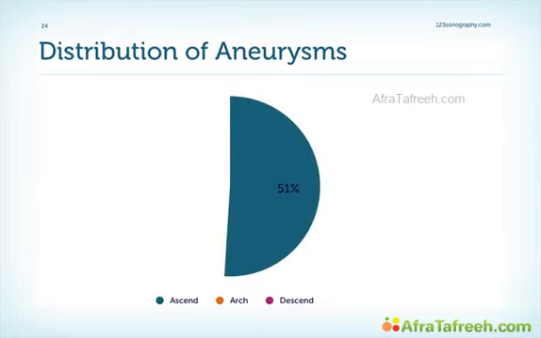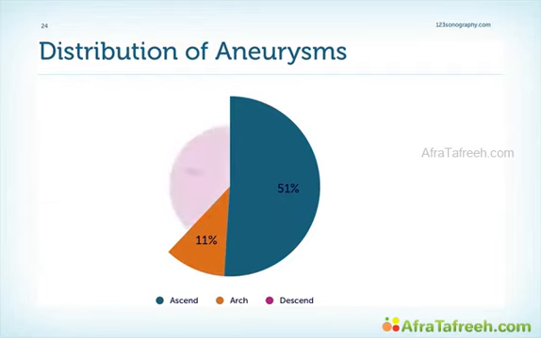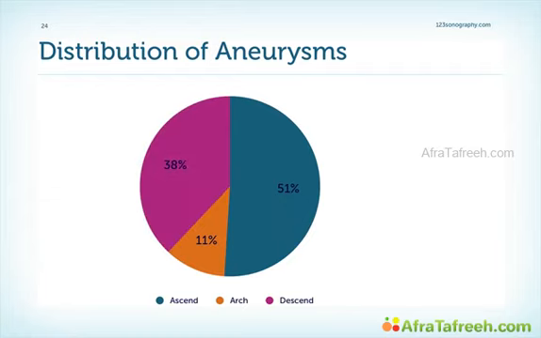What is the distribution of aneurysms? Well, half of the aneurysms are located in the ascending aorta, 11% in the aortic arch, and 38% in the descending aorta.